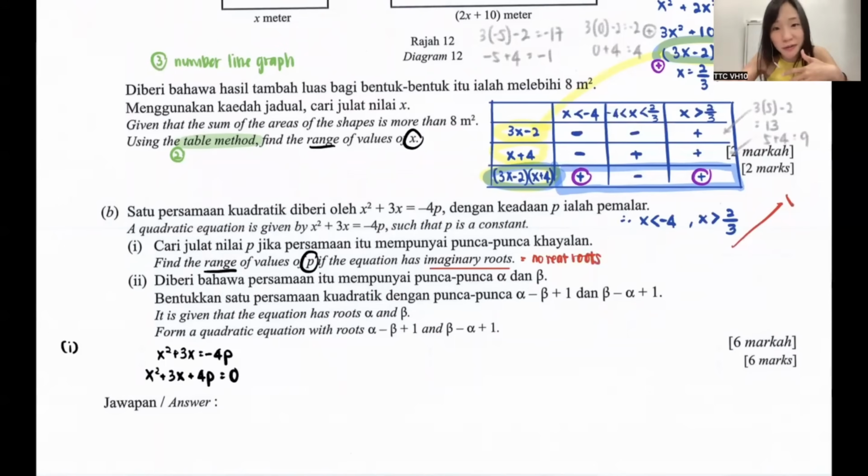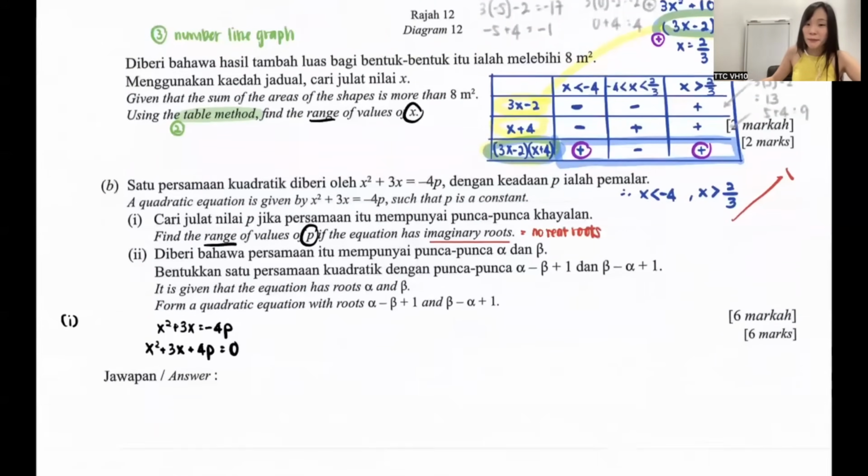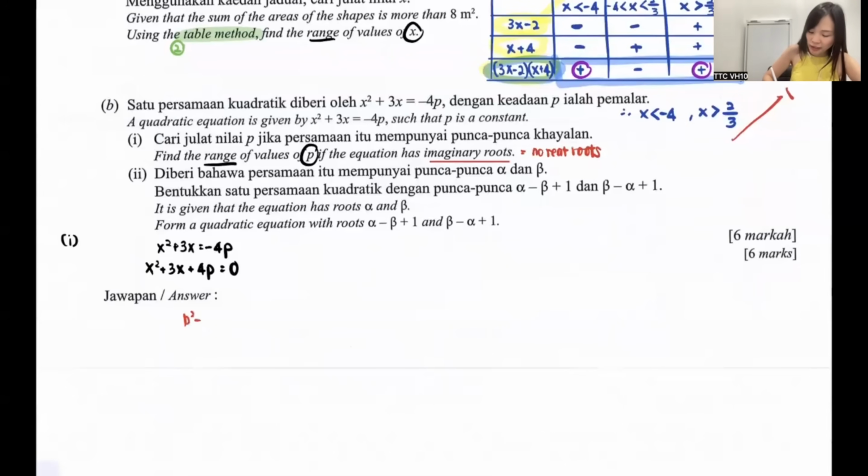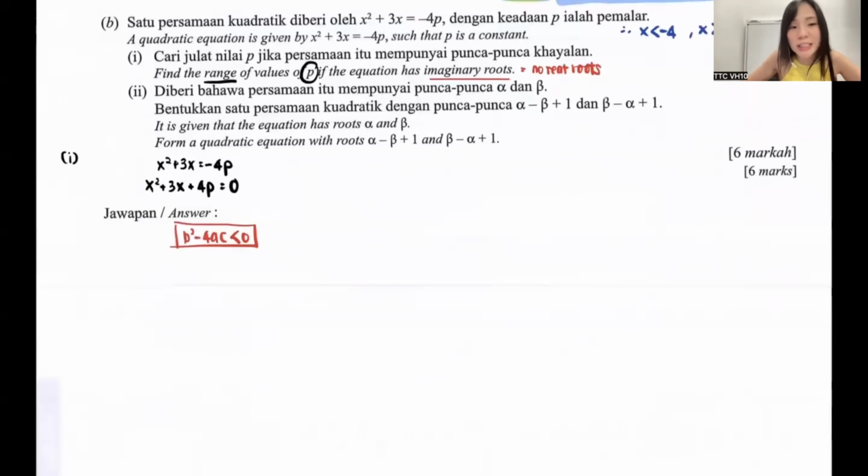Because real is the opposite of imaginary. So when you have imaginary, that means you have no real roots. So that's why this has no real roots. And no real roots will let you remember what formula? B squared minus 4AC smaller than 0. I hope you guys know it's under this discriminant formula. B squared minus 4ac smaller than 0.